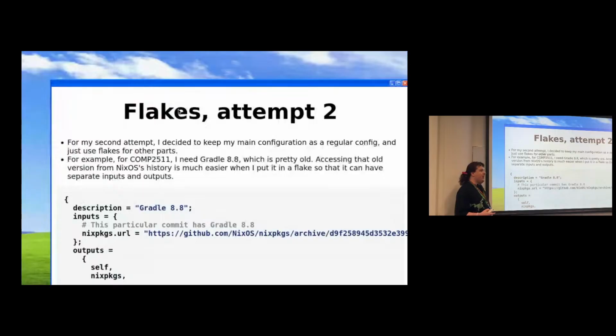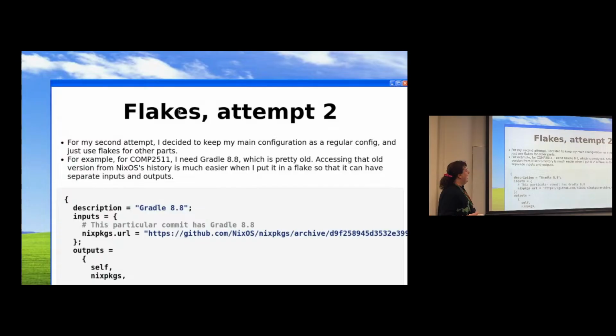Anyway, attempt 2. What I tried doing was instead keeping my main configuration as a regular file and then using flakes for other parts. So for example, in 25.11, they use Gradle 8.8. That's pretty old. The reason they need it is because of the terrible CSE systems, which are running an ancient version of Debian that can't run anything newer.